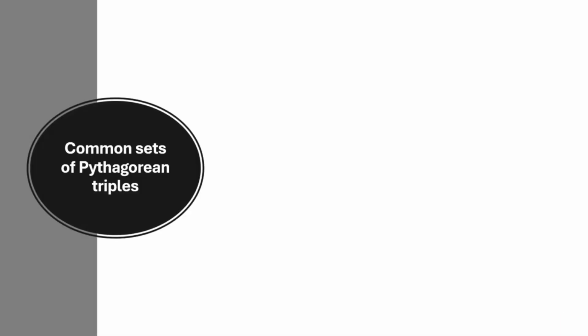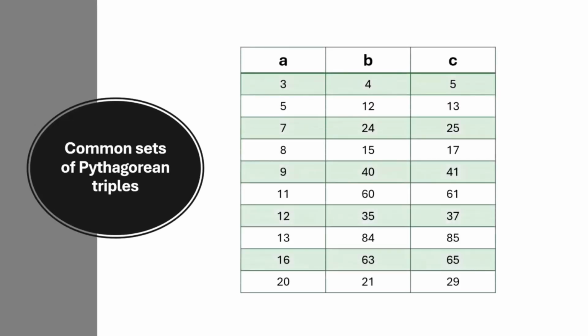Let us look at some common sets of Pythagorean triplets. If you memorize these, you can easily find right angle triangles in your exam.